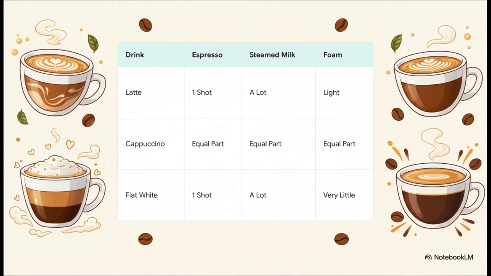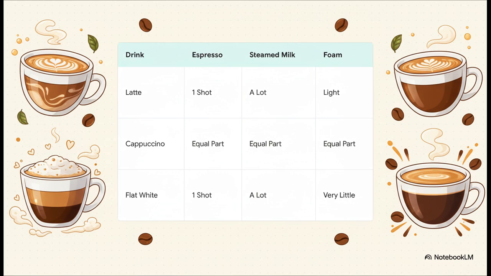Okay, now look at the cappuccino. It's totally different, right? This is a drink of perfect thirds. One-third espresso, one-third steamed milk, and one-third of that big, airy, luxurious foam. Because there's less milk and way more foam, the coffee flavor really stands out more, and the whole drink feels incredibly light.